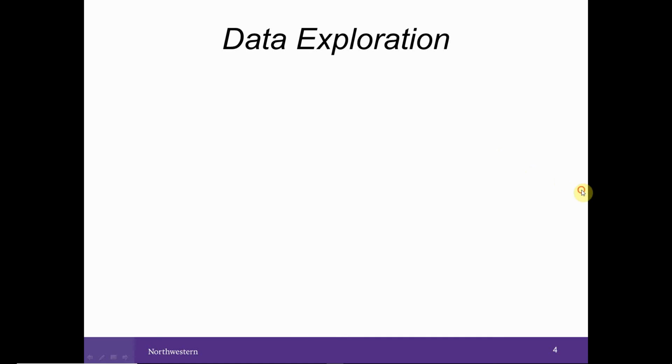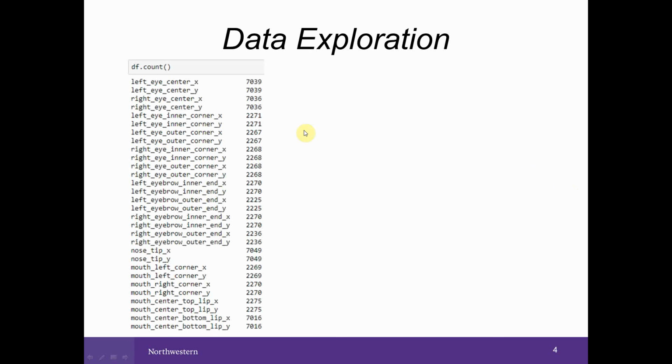Doing some brief data exploration. Here's a list of all the key points that we want to find. Eye centers, corners, eyebrow locations, nose, and various points on the mouth. If you note these right here, the nose tip X and Y coordinate, those are the only values that have all 7,049 entries populated in the database. Everything else here has something missing somewhere along the line.